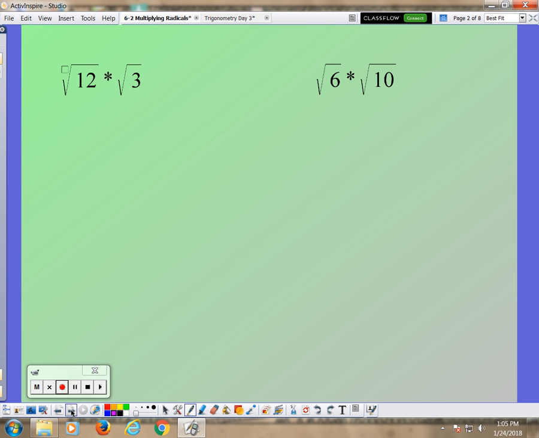But in the case of this problem, when I look at a 12 and I look at a 3, I automatically know that that's 36, and I recognize the fact that the square root of 36 is just 6, because that's a perfect square. So in that one, it was best to go ahead and multiply them together and then just take the square root. Versus the square root of 6 times the square root of 10, if I multiply them together, I get the square root of 60. So that's not a perfect square.